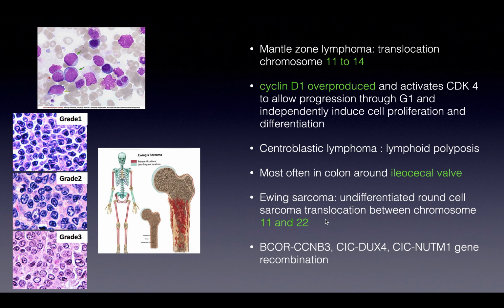Ewing's sarcoma is going to be caused by chromosome translocation between 11 and 22, and there is going to be bone marrow problems.